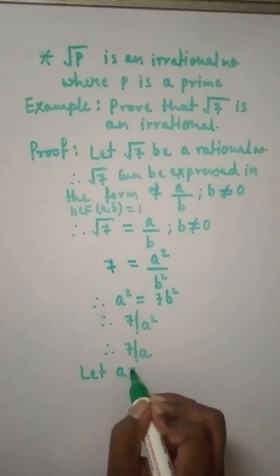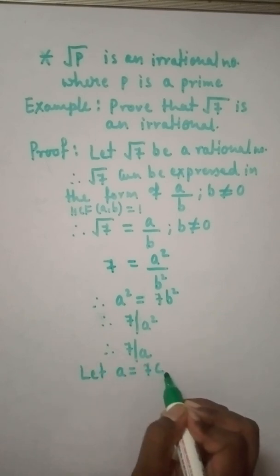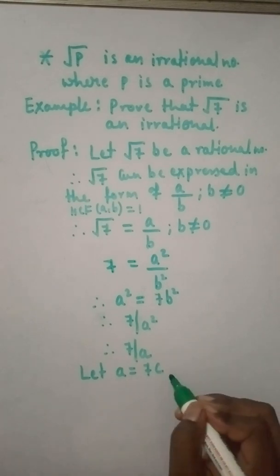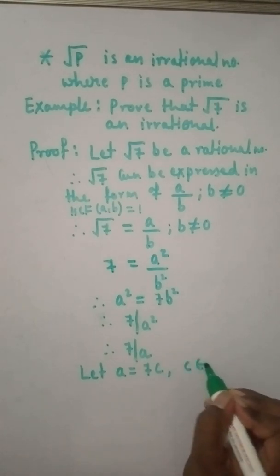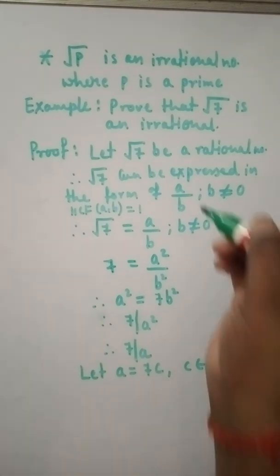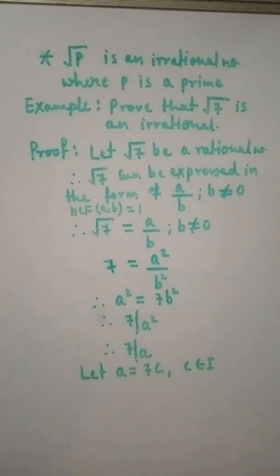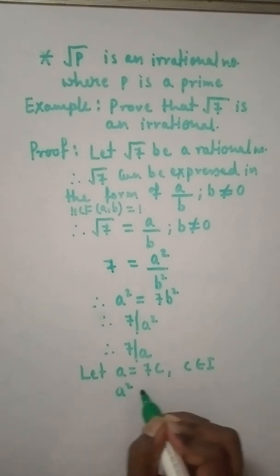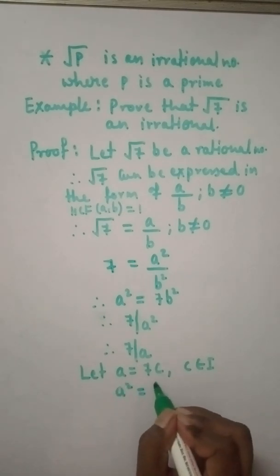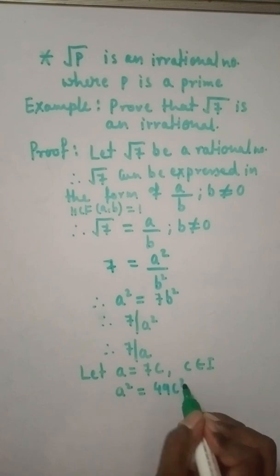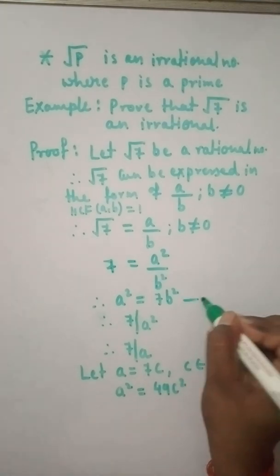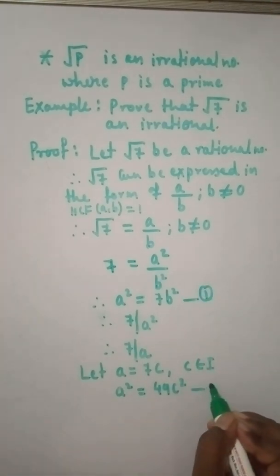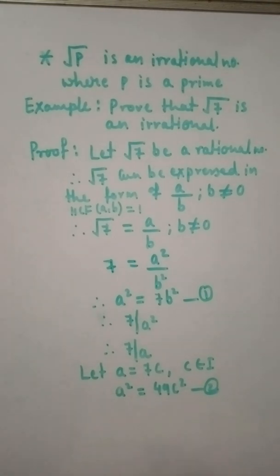Therefore we are assuming another variable. Let a equals 7c, where c belongs to integers. Already a and b we have taken as integers. So I'm taking square on both sides: a square equals 49c square. Let's label this one as 1 and this one as 2.